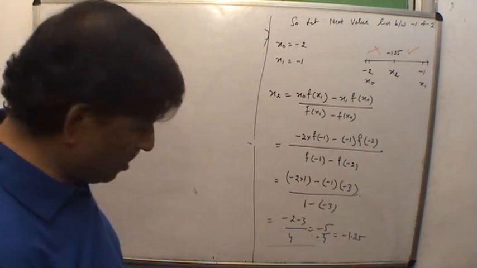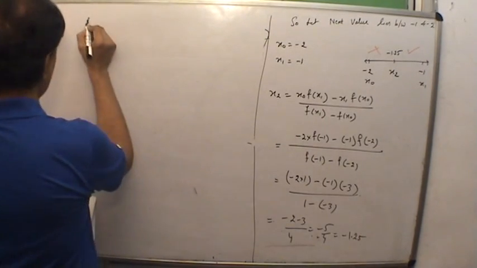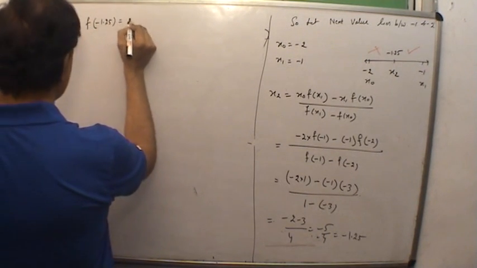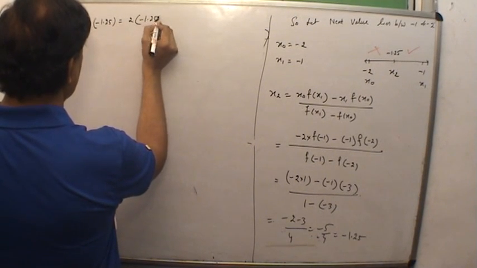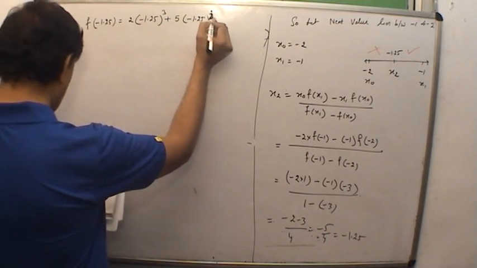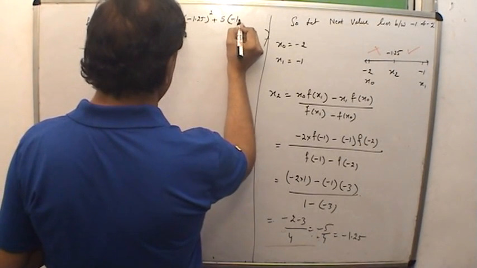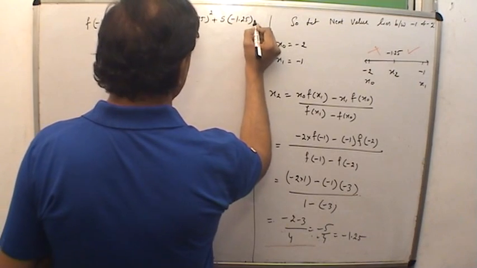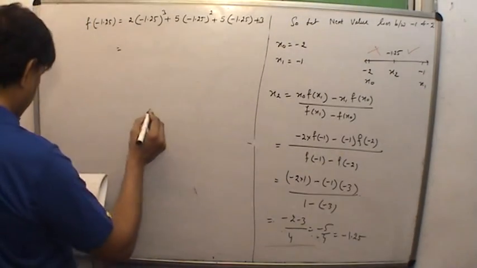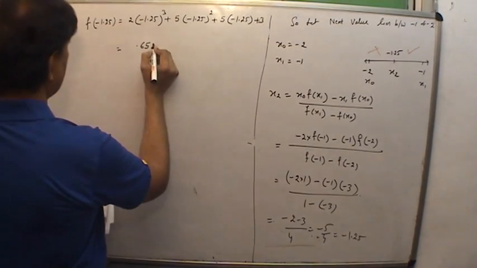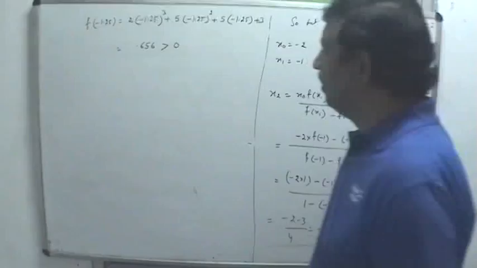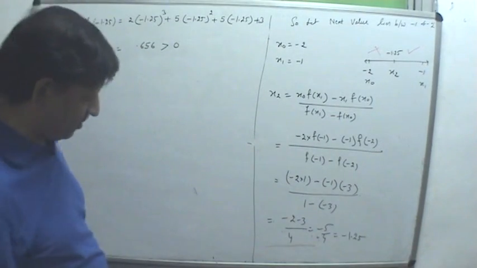For that again we consider the given function, f of x, and put this value f of -1.25, that is equal to 2 into -1.25 cube plus 5 into -1.25 whole square plus 5 into -1.25 plus 3, and if we calculate it, that will come to 0.656, and it is greater than 0.